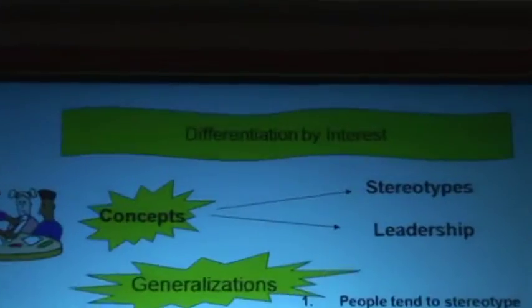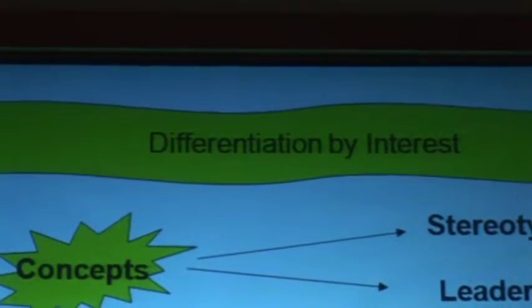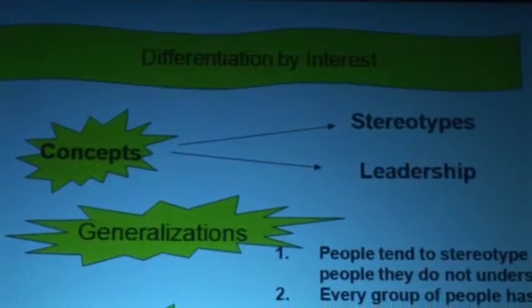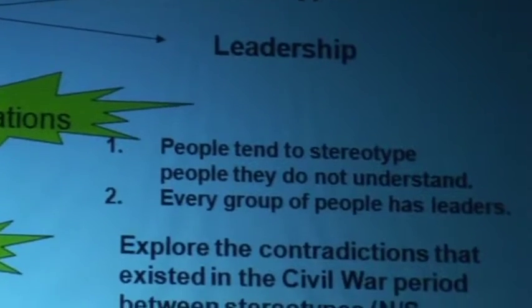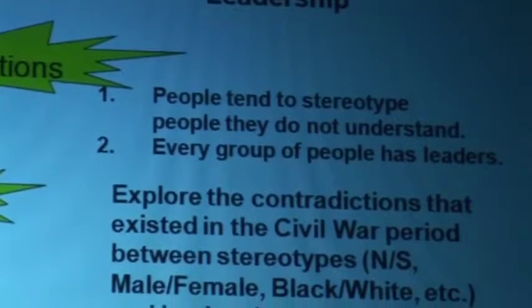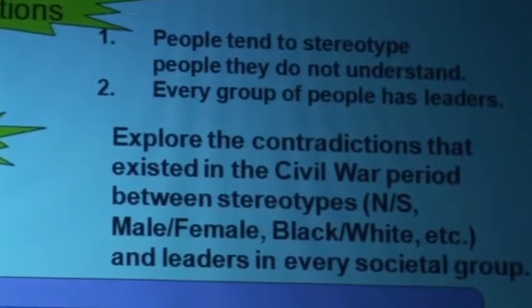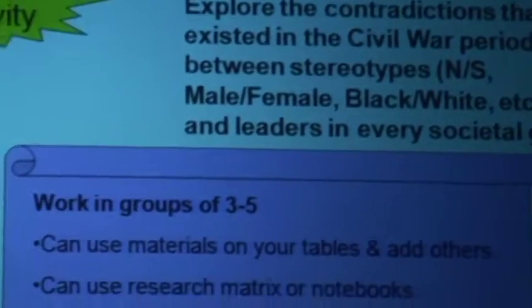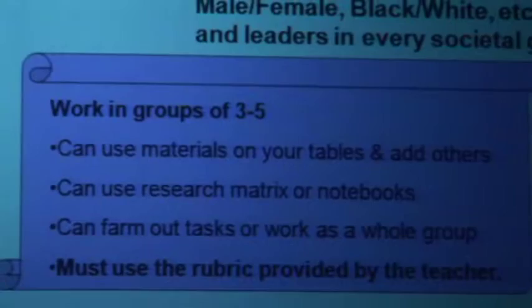This is an example of interest-based differentiation at a high school level, where a teacher is going to have the kids explore the concept of stereotypes in a Civil War unit in history. And what she wants the kids to understand is that anytime we start stereotyping people, we sell them short and we sell ourselves short. So the North stereotyped the South, the South stereotyped the North, Black stereotyped whites, white stereotyped blacks. And yet in every one of those groups, North, South, white, black, male, female, there were heroes who really pushed us forward.